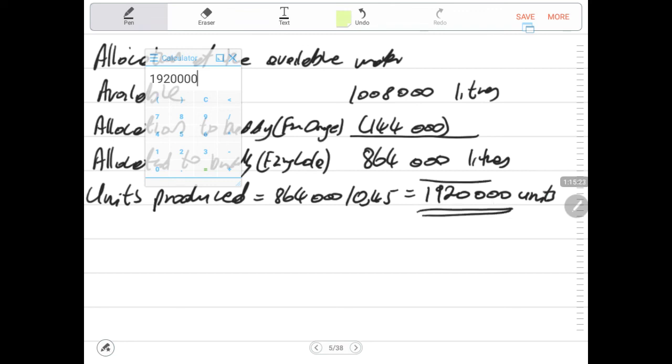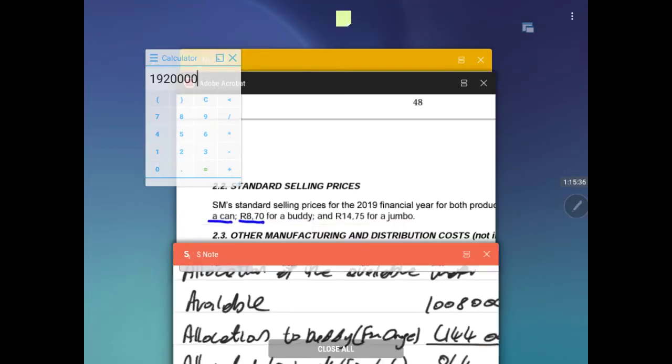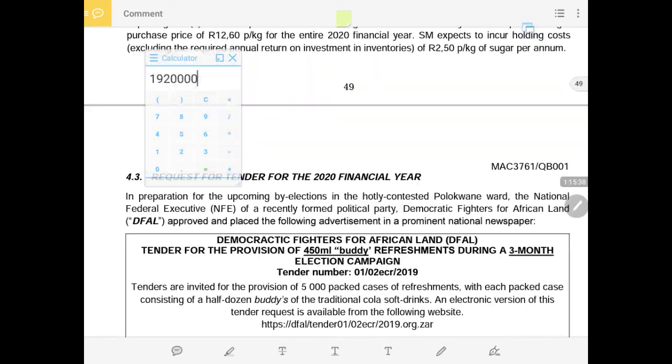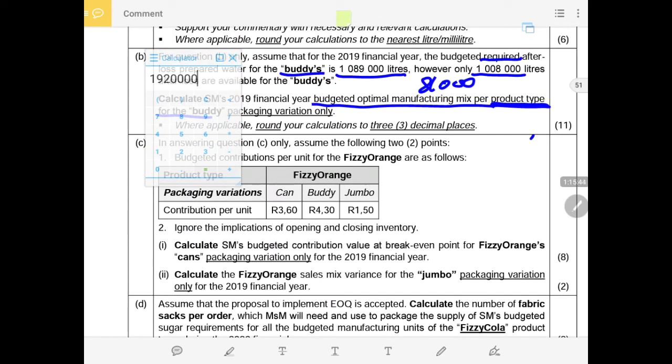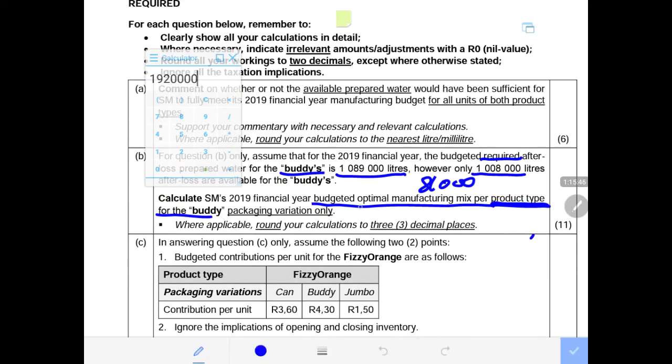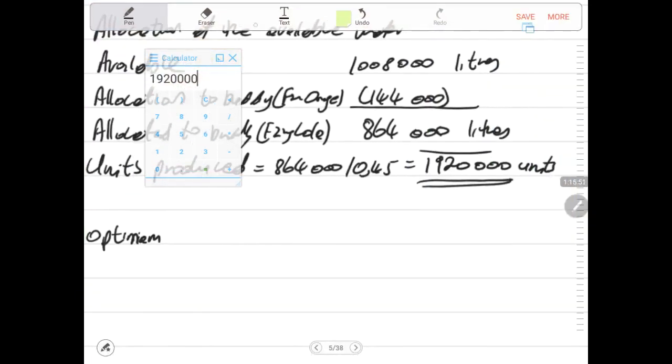Then the minute we have these units, we then need to calculate our optimum production mix. Optimum production mix, I think that must have been a requirement. Optimum product mix, optimal product mix, or optimal production mix. Production mix or manufacturing mix.